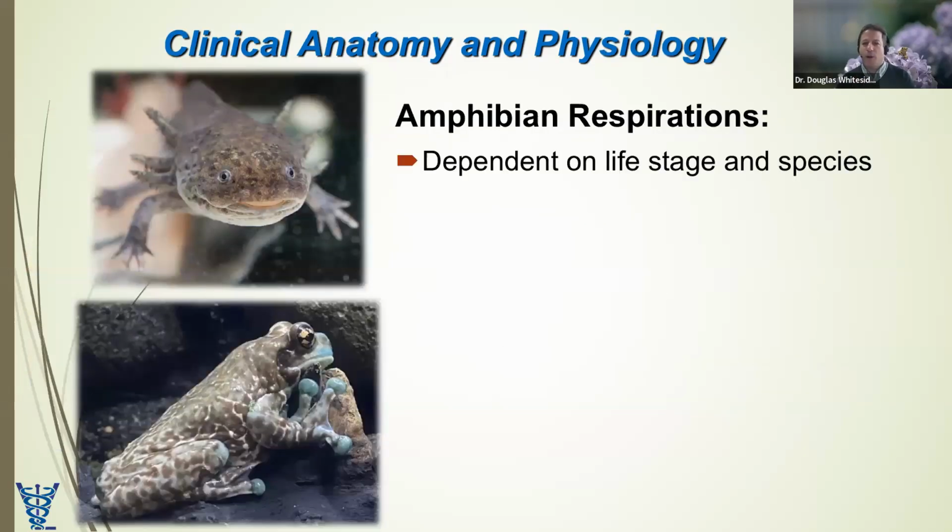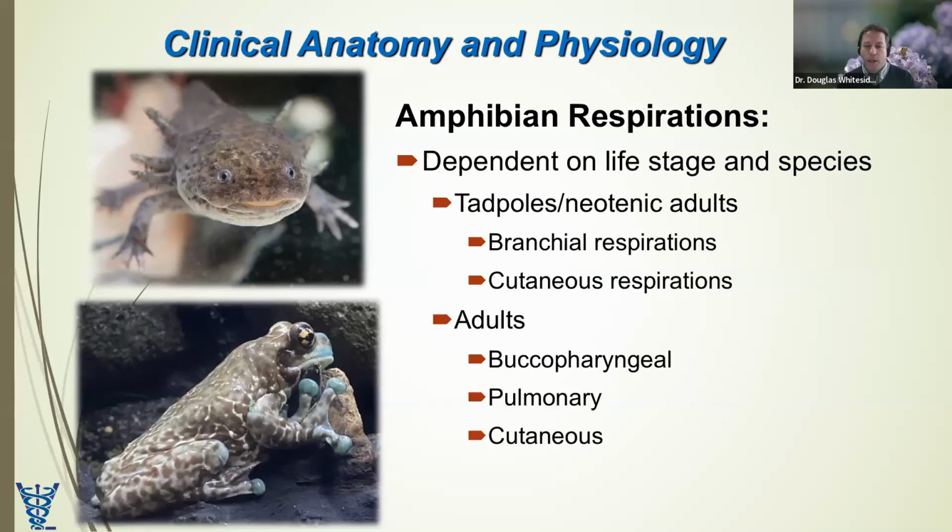Okay, so moving on to amphibian respirations, this is really dependent on the life stage and the species that we're dealing with when it comes to how they respirate. So when we think about the two major life stages that we see with our amphibians, we have our tadpoles or neotenic or larval adult stages, and they really rely on branchial respiration. All of our tadpole species, for example, or some of our neotenic adults like axolotls will have these gills. And so similar to fish, they'll do a lot of gas exchange across those gills. Some of these neotenic adults will also have lungs, which they can also utilize.